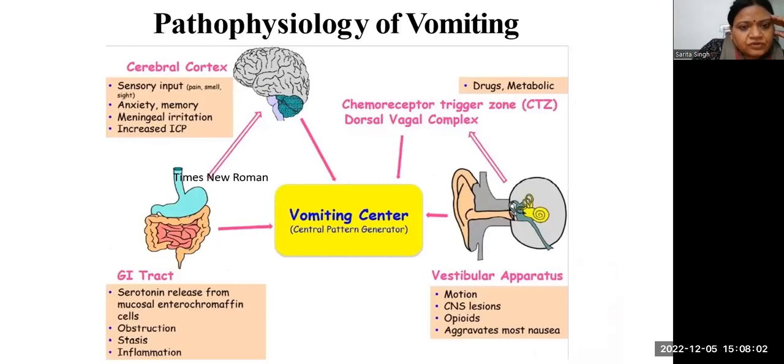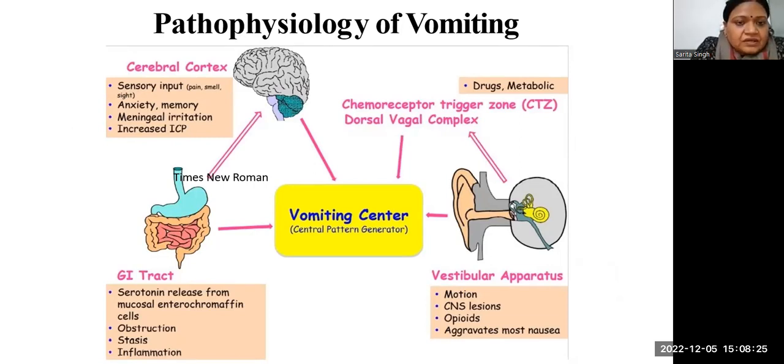This is the pathophysiology of the vomiting. There are many centers who influence or aggravate the vomiting center or stimulate the vomiting center, and by stimulating the vomiting center, the vomiting occurs.